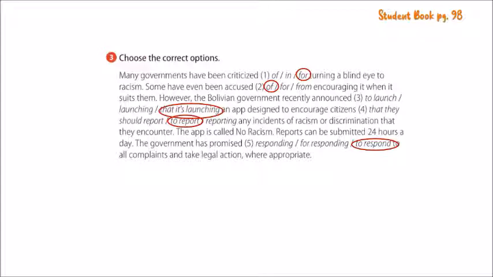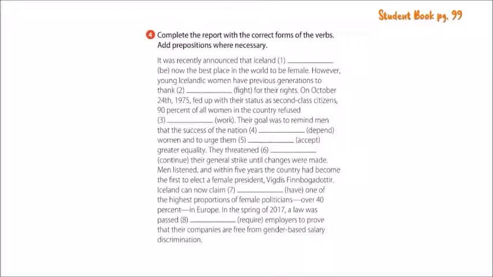Right, guys, as you can see, this is a piece of cake, right? So just remember, if necessary, go over the verb patterns in the grammar reference section. Okay, so moving on to exercise number 4, it says to complete the report with the correct forms of the verbs, add prepositions where necessary. For example, number 1 says, it was recently announced that Iceland, and the verb we have to use is be, now the best place in the world to be female.